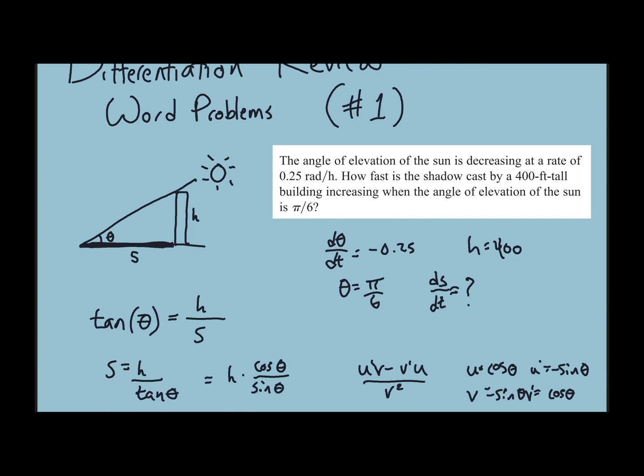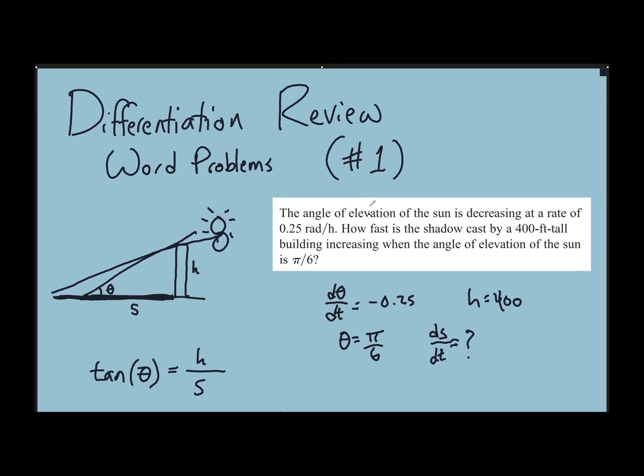But they didn't ask for direction. They just asked how much is it increasing as the sun goes down, like this. So at that exact moment, that's the answer to problem number 1. Let's rock some word problems, huh?